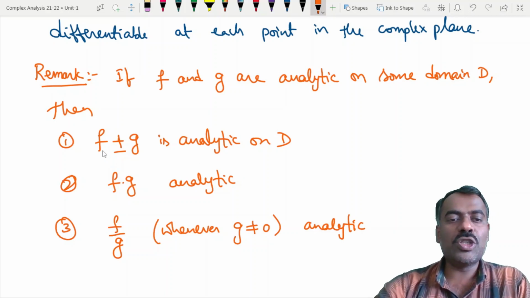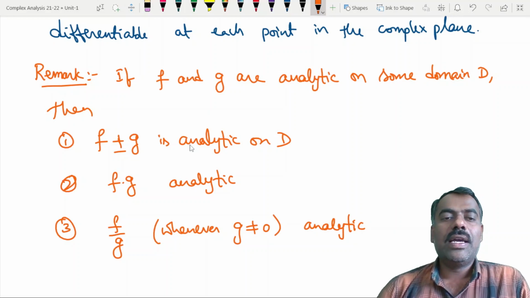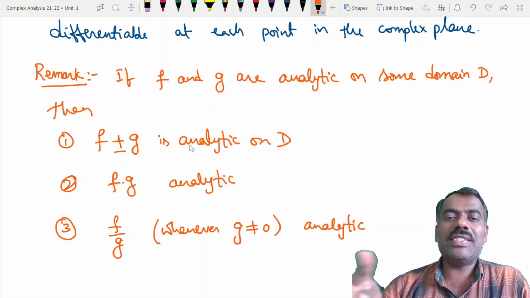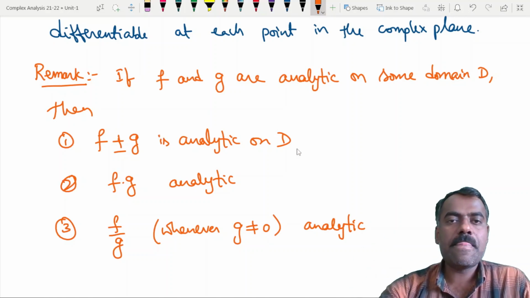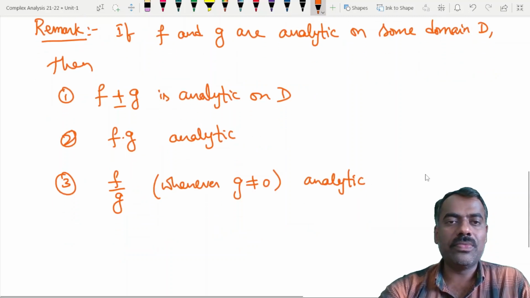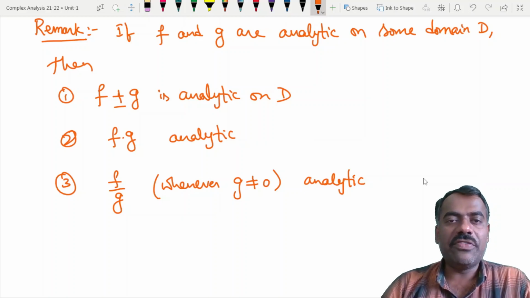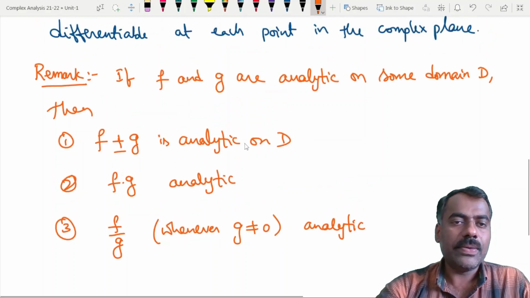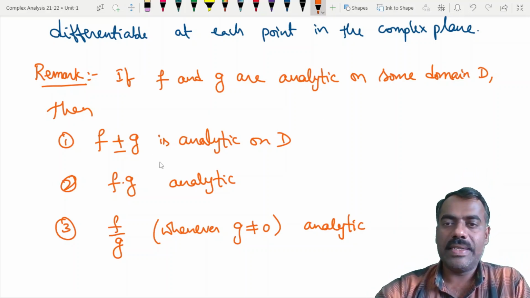You want to show that f plus g is analytic or not? That means the derivative of f plus g should exist everywhere in that domain. But we know f is analytic, so f dash exists everywhere, g dash exists everywhere, so f dash plus g dash exists everywhere. Any problem? Also, composition of analytic functions is also analytic. So wherever we are using this analytic, you can use these properties.